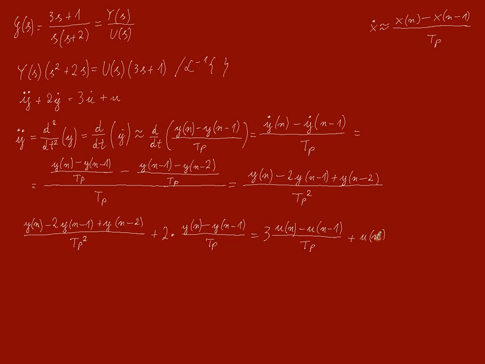I also anticipate questions in advance. In the case of these entries, we cannot omit the dependence on n. These brackets with arguments must be written each time. Now we need to transform this equation appropriately to finally obtain the discrete time transfer function, that is, the quotient y of z to u of z. First, let's get rid of the fractional lines by multiplying by tp to the second power.